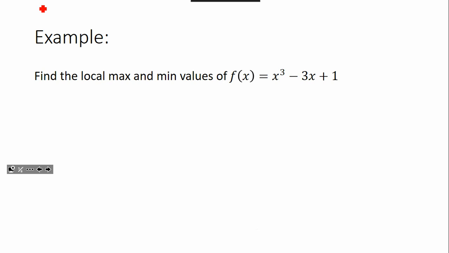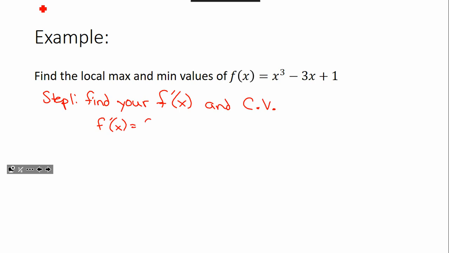Now, to algebraically find our local max or min, we're just going to go through a few of the steps that we've been going through. So step number 1, find your f prime of x and critical values. Just like we've done for the last two lessons, whenever we're starting to do any type of graphing or find any information about a function, we always take the first derivative. So f prime of x is equal to 3x squared minus 3.